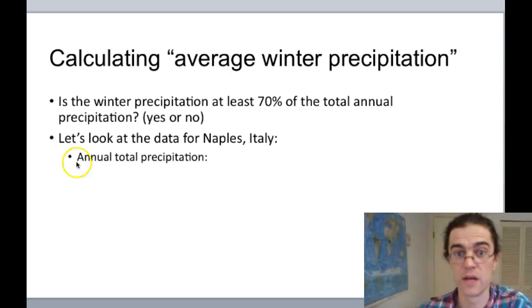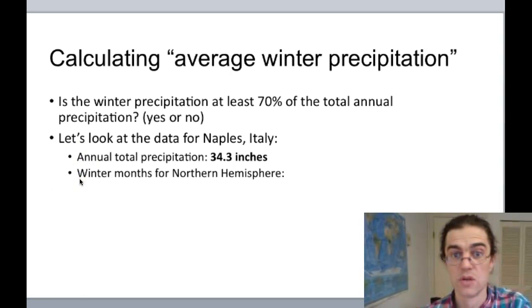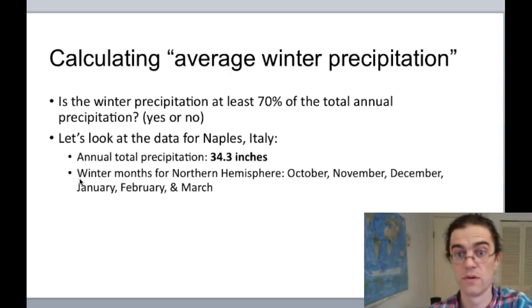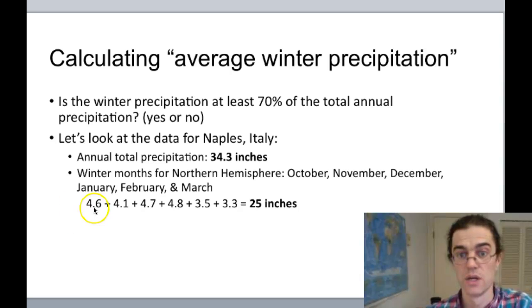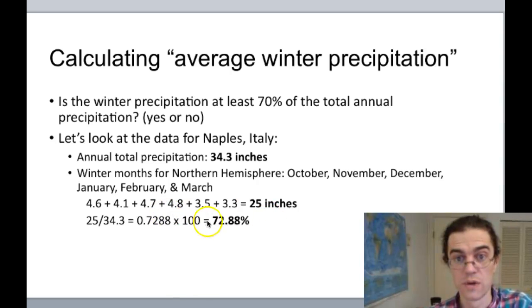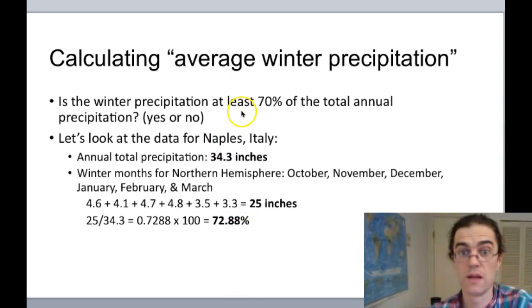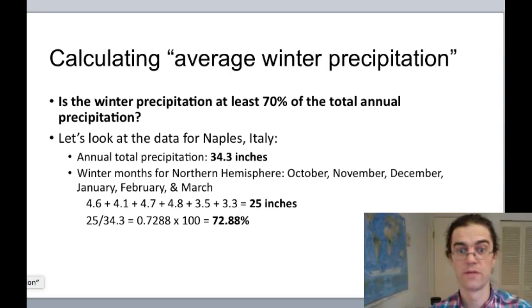Let's look at the data for Naples, Italy, for instance. Total annual precip is 34.3 inches. Winter months for the Northern Hemisphere are October through March. These are in the climate tables. You'll see for Naples, we have October through March corresponding to these values, which add up to 25 inches. 25 divided by 34.3 is 72.88. And so yes, winter precipitation is at least 70% of the annual. Follow that on the flowchart.